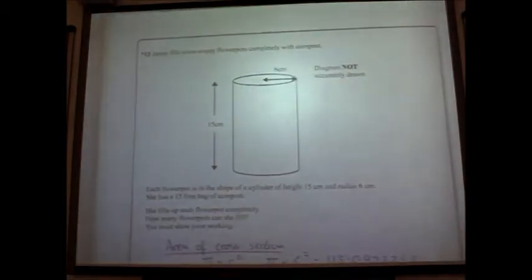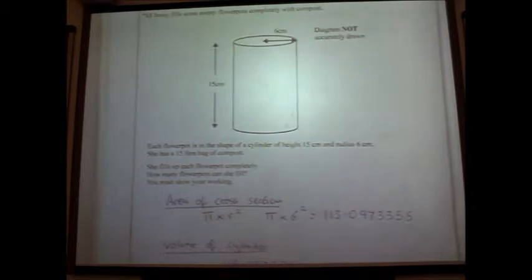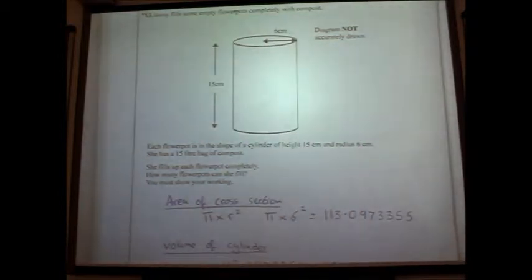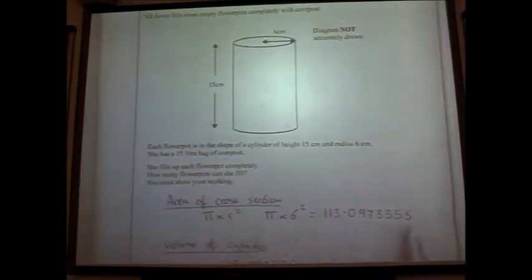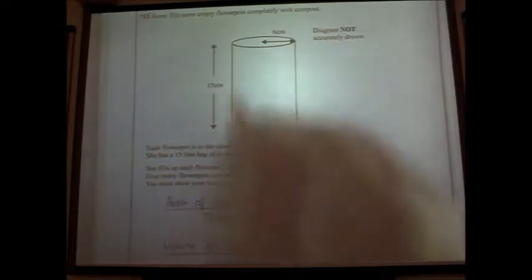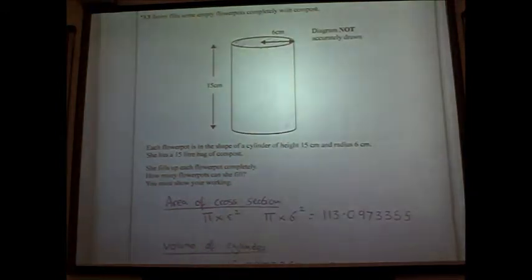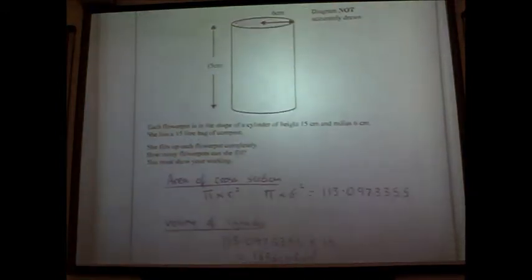You've got a flower pot which is exactly in the shape of a cylinder. Fancy that. Basically, she's got a 15-litre bag of compost. How many can she fill? First thing you've got to do to start getting marks is work out the volume of this cylinder. Work out the area of the cross section, which is what I've done there. Again, I've not rounded because I'm halfway through the question. Then you multiply the area of the cross section. By the way, the cross section is this circle at the top. Because it's a prism, that's constant all the way through. The volume of the cylinder is when you multiply it by the height, so that is times it by 15, which is what I've done there.